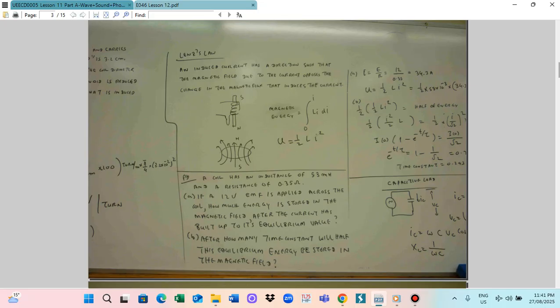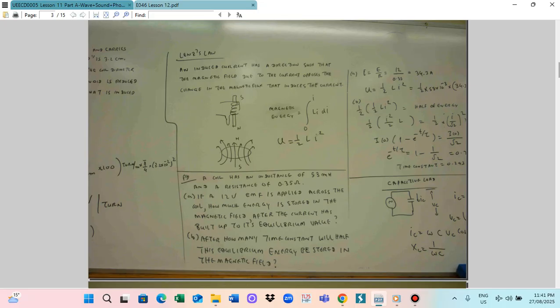This coil has an inductance of 53 millihenry and a resistance of 0.35 ohm. If 12 volts is applied across the coil, how much energy is stored? Firstly, you have to calculate the current I. So I is equal to E by R. The voltage E is 12 volts, resistance R is 0.35. Then you can calculate 34.3 ampere. So this is the current I.